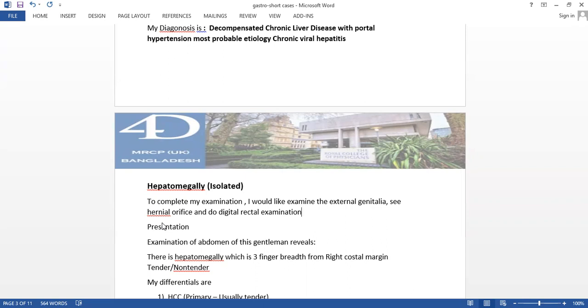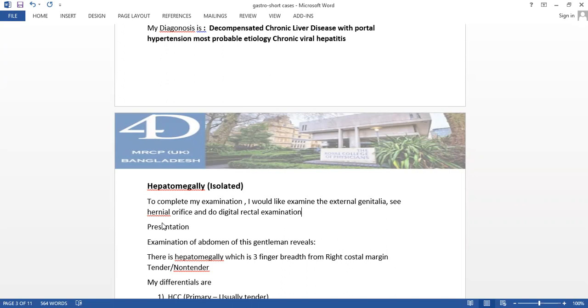If a patient has isolated hepatomegaly, there are certain causes we can consider. If the patient is non-icteric, we can consider primary hepatocellular carcinoma, and secondaries from other parts like the colon, and cystic liver disease.